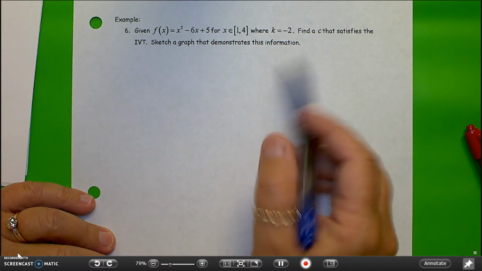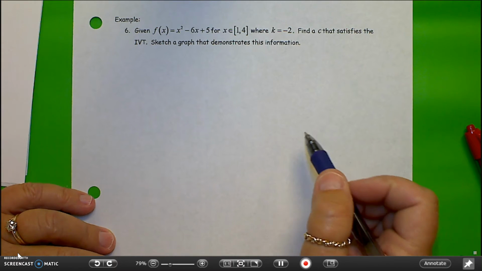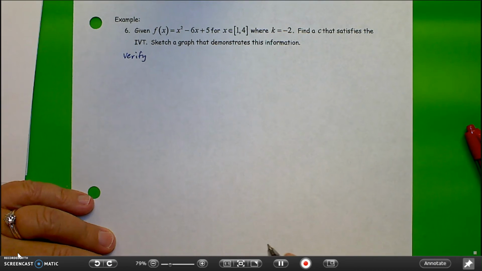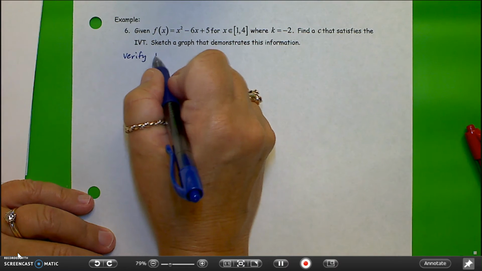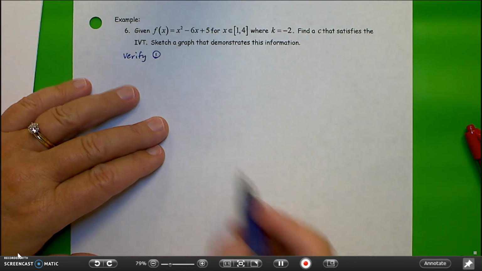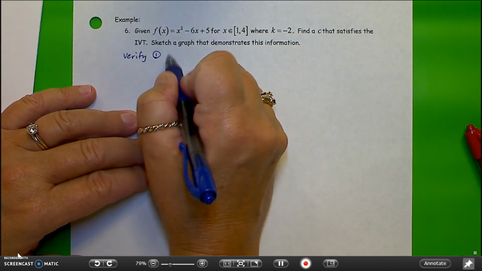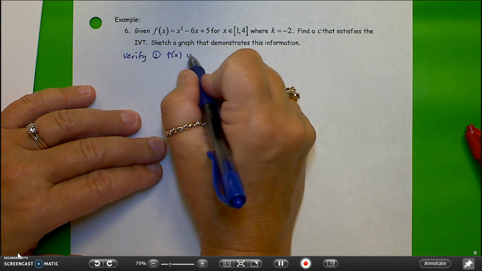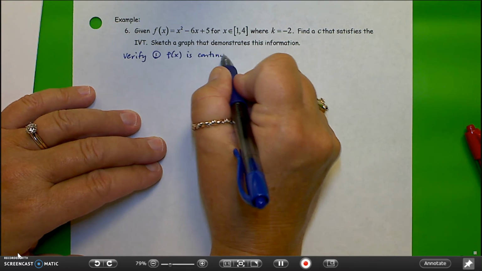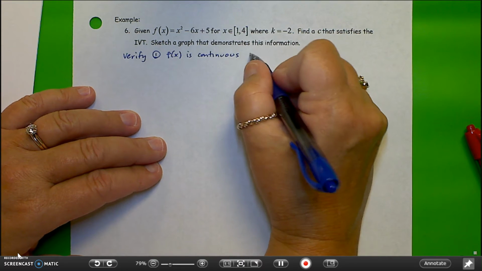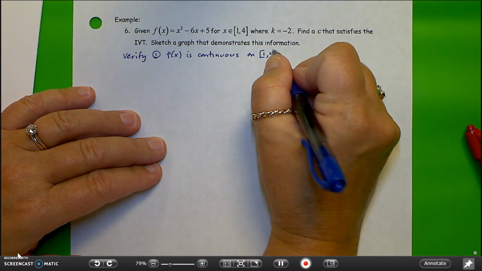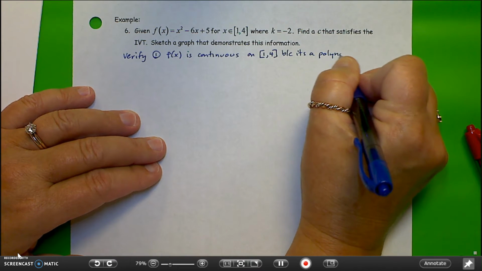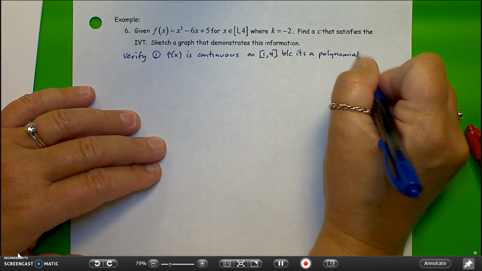So the first thing when you're trying to satisfy the intermediate value theorem, you always have to verify that the intermediate value theorem will even hold true. So the first requirement was that f of x is continuous. This is a polynomial. So we're going to just write that down. f of x is continuous on the closed interval 1 to 4 because it's a polynomial.